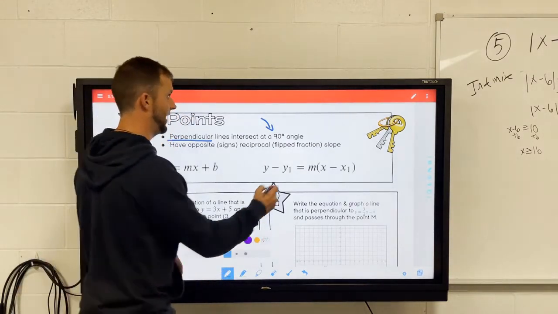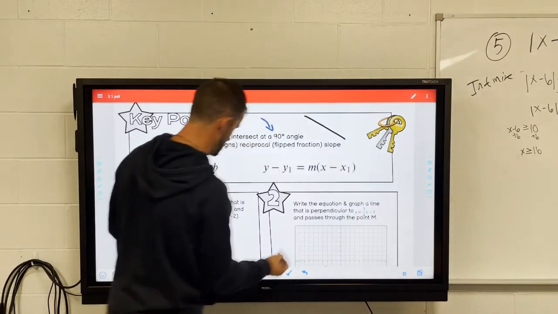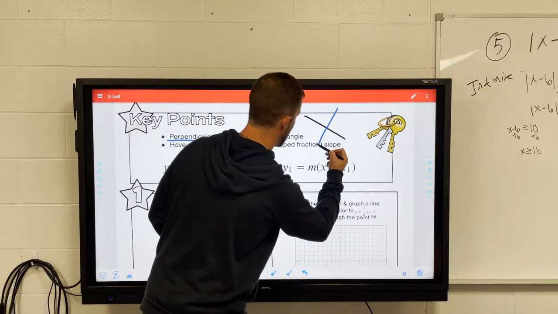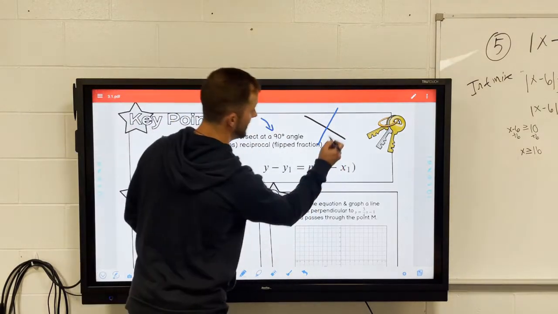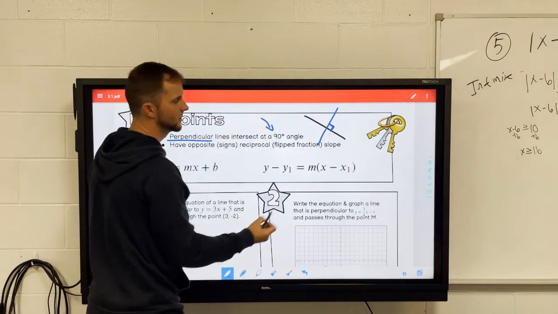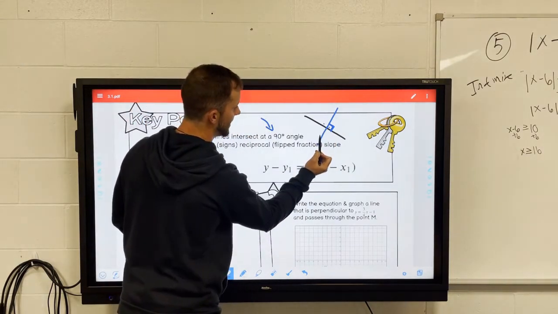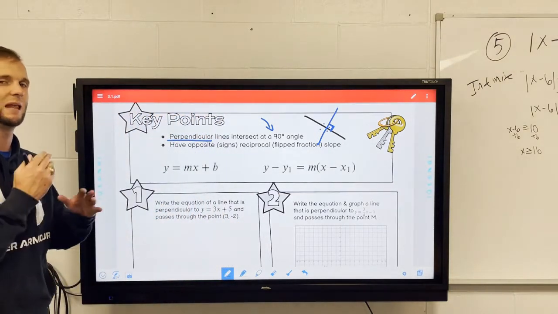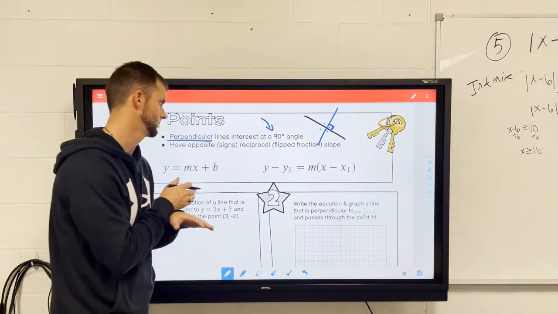So for instance, if I drew a line going this way, another line is going to be drawn going this way, and they're going to make a perfect cross, which means every single one of these angles here is going to be 90 degrees. So that's 90, that's 90, that's 90, and that is 90 degrees, okay? So they meet at perfect 90-degree angles, okay?